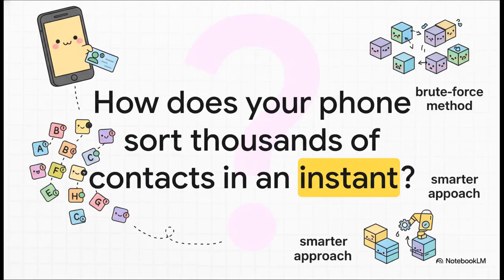Seriously, think about it. You tap in a new contact, and bam, it's right where it should be, alphabetically, in a list of maybe thousands of names. How on earth does that happen so fast? Well, I can tell you it's not by using some simple clunky method. That would take forever. The secret is a much, much cleverer approach.